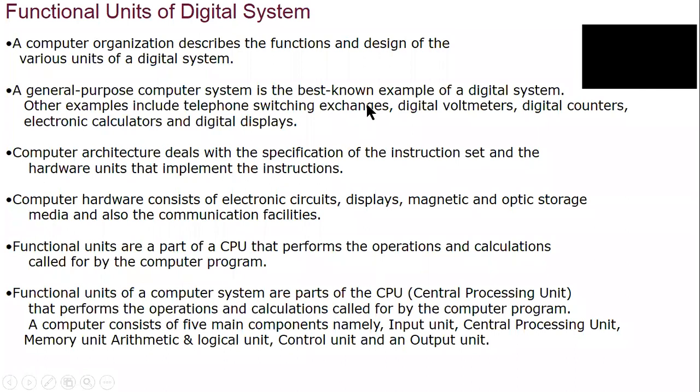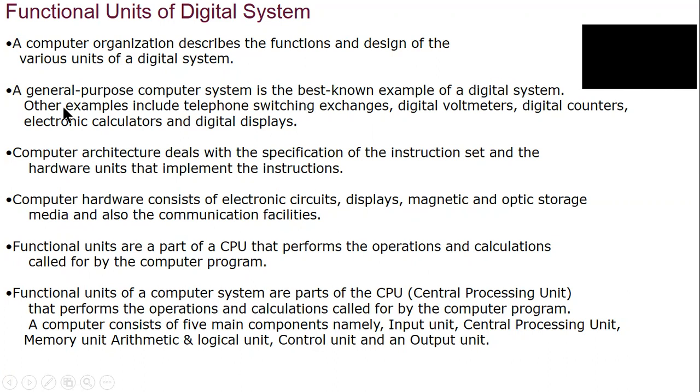Okay, come to the next, the functional unit of the digital system. Actually, what is a digital system? The best example is your computer. A computer's organization describes the functions and designs of the various units of a digital system. A general purpose computer system is the best known example of a digital system. Yes, your computer is one example of a digital system.